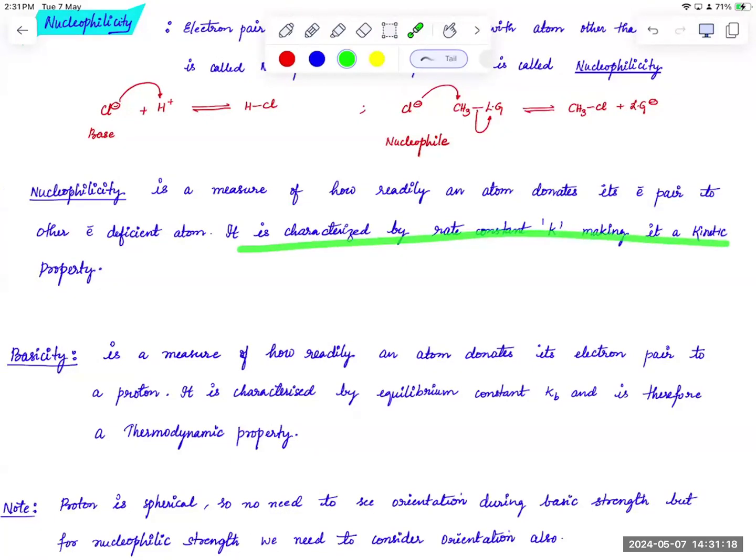It is characterized by the rate constant, making it a kinetic property. Nucleophilicity always depends upon how fast the molecule can move, how fast this group can move and attack the carbon. So that means it is a kinetic property. Nucleophilicity is a kinetic property.